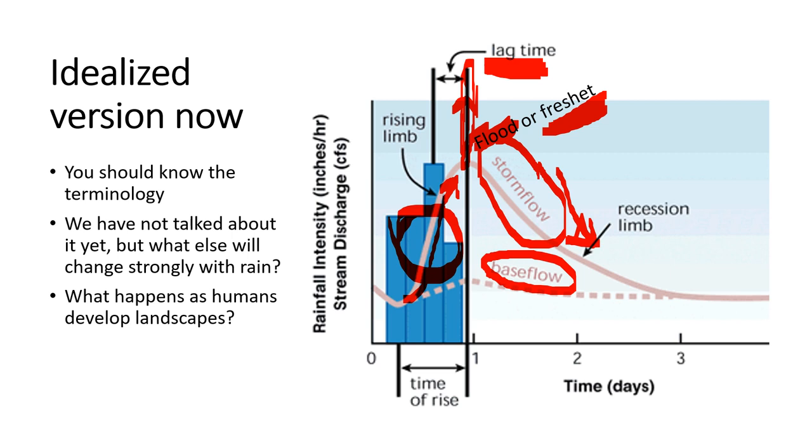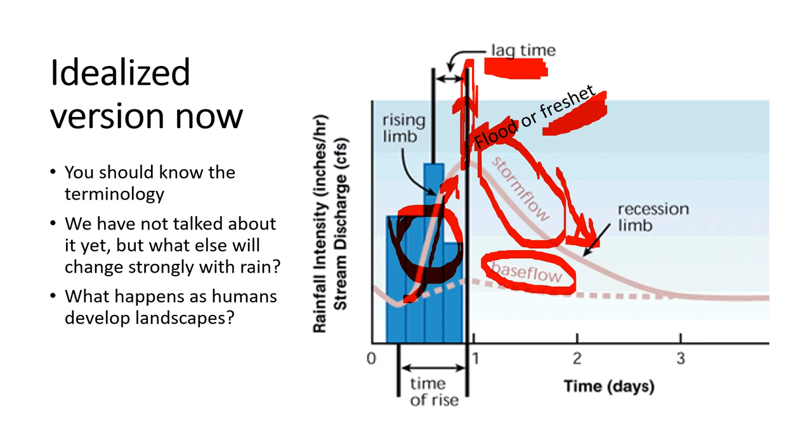Think about, as we're doing this, what else will change strongly with rain? Okay, and the other one I'm going to throw out here for you to think about in this lecture is, what will happen when ice and snow become part of this? Think about how they're going to modify things.